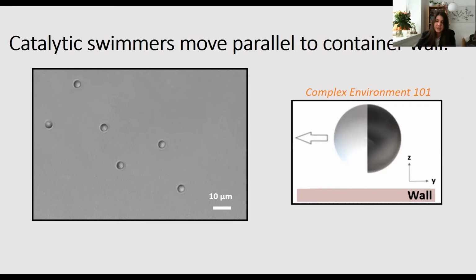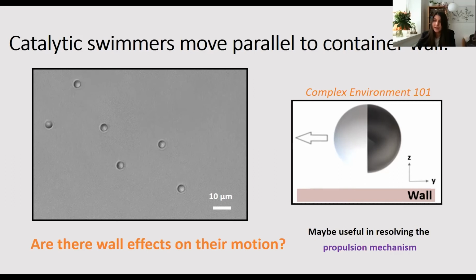So basically, we add the solution that contains the particles inside the container. And these particles, sooner or later, will find the boundary of the container, in this case the bottom wall, and then they self-propel there and remain there, moving in 2 dimensions above the wall. Since the motion happens near the wall, and since we measure it there, the question that we initially had was, are there any effects on the motion of the particles coming from the wall? We hoped that this may help us understand the propulsion mechanism a bit better.